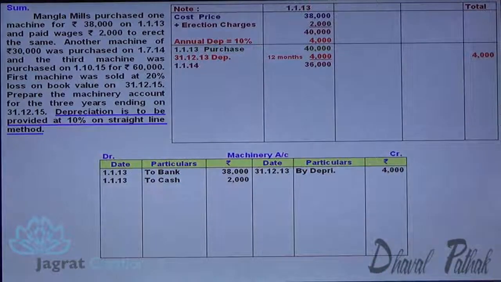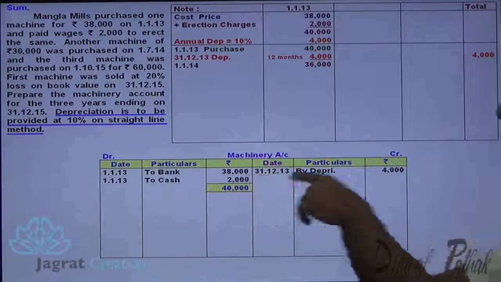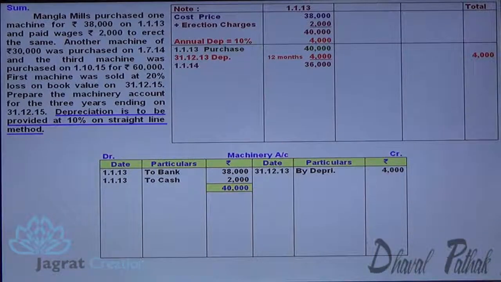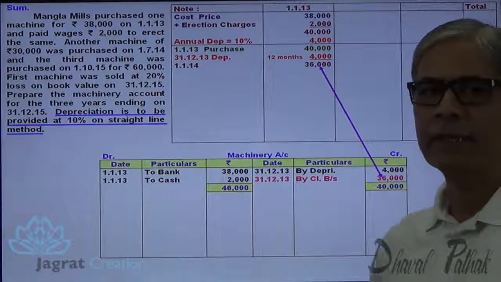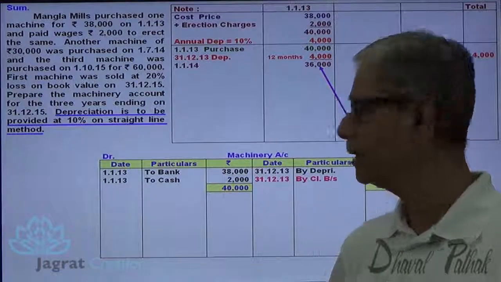After recording depreciation in this machinery account, I would like to find out the closing balance of machinery account. So 40,000 minus 4,000, 36,000 is the closing balance. This is how calculation confirms. This closing balance becomes opening balance in the next year.